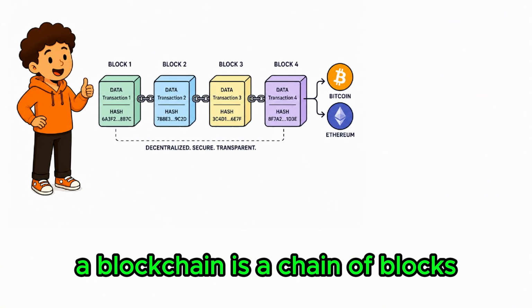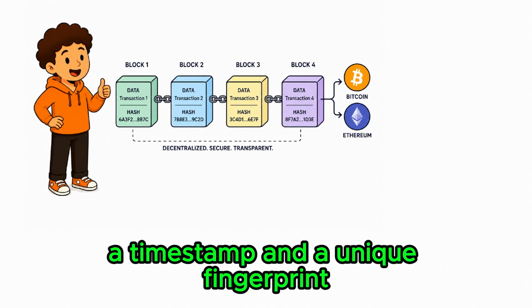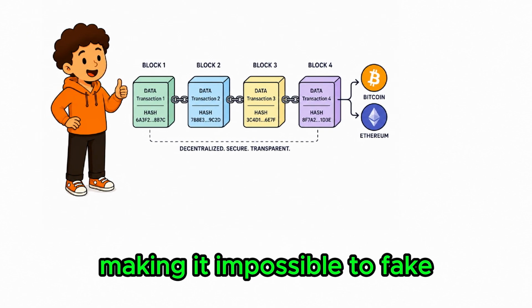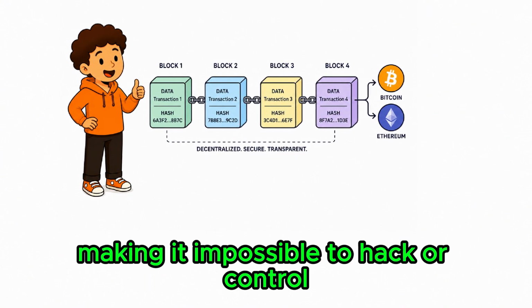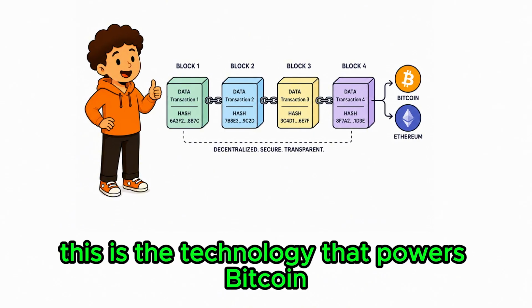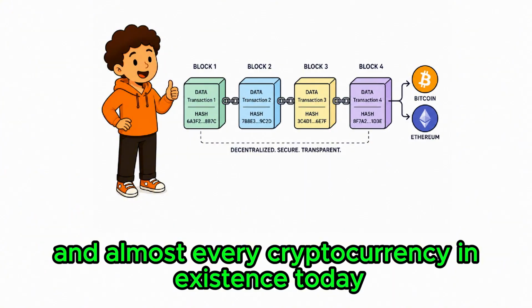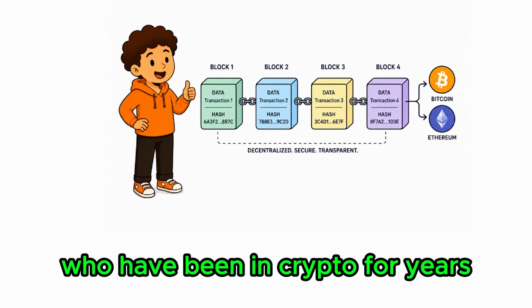So here is what you just learned. A blockchain is a chain of blocks, each containing transaction data, a timestamp, and a unique fingerprint. Each block connects to the one before it, making it impossible to fake. It is stored across thousands of computers worldwide, making it impossible to hack or control. This is the technology that powers Bitcoin, Ethereum, and almost every cryptocurrency in existence today. Now you understand blockchain better than most people who have been in crypto for years.